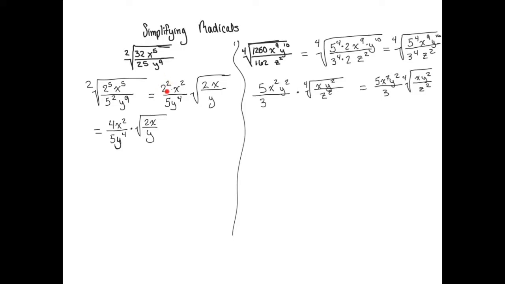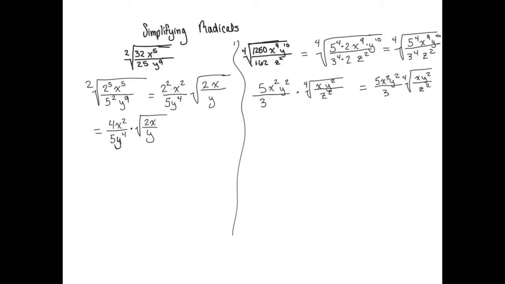So we're going to get 2 squared on the outside, and then 2 to the first on the inside. x squared on the outside, x to the first on the inside, 5 on the outside, and there's no remainder, so no 5 on the inside. Then y to the 4th on the outside and y to the first inside of the square root. Then we simplify our numbers. So 2 squared is equal to 4, so we got 4x squared over 5y to the 4th times the square root of 2x over y.